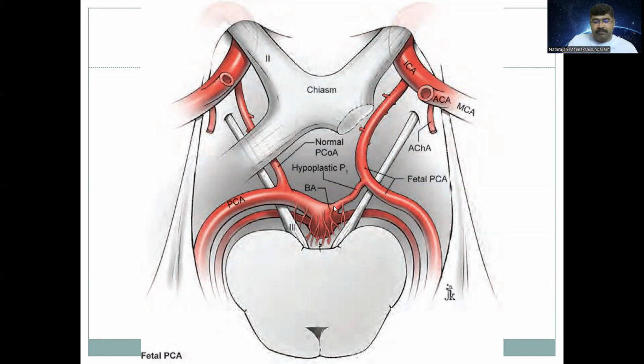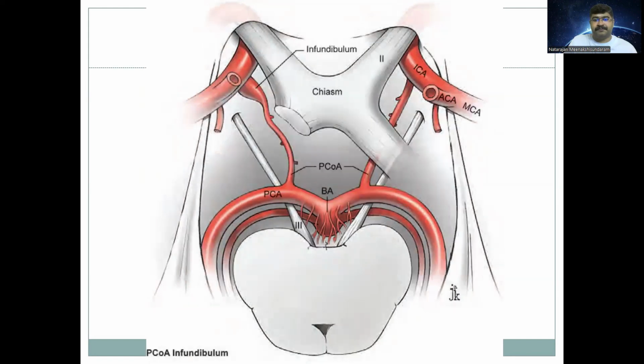In the fetal PCA, the P1 PCA is hypoplastic and the P2 PCA continues as the posterior communicating artery. So this is called the fetal PCA. This is one common anatomical variant associated with the posterior communicating artery. And the other thing is the infundibulum.